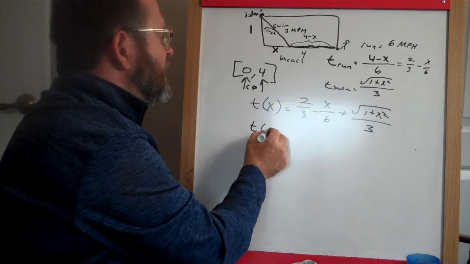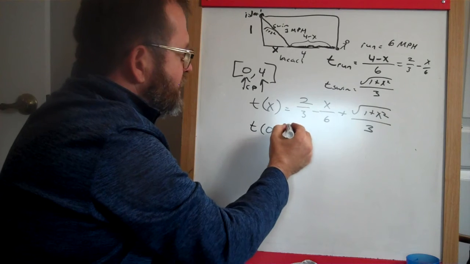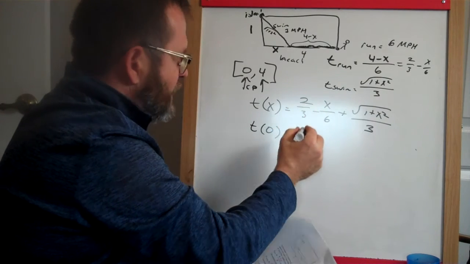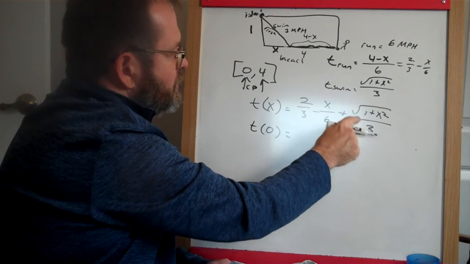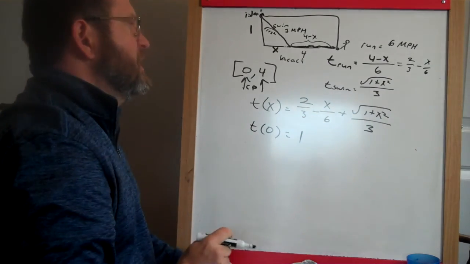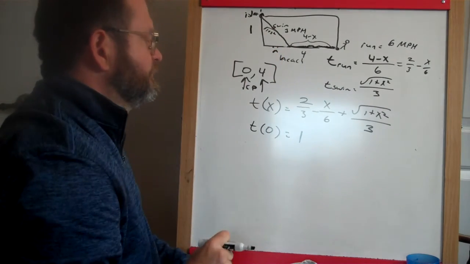Let's go ahead and try these endpoints here. How long does it take if the corner you cut is 0? You just went right here and you're right here. You plug in the values here and you will get 2/3, and this will work out to 1/3, and it ends up being 1. It takes 1 hour to run the 4 miles and swim 1 mile.